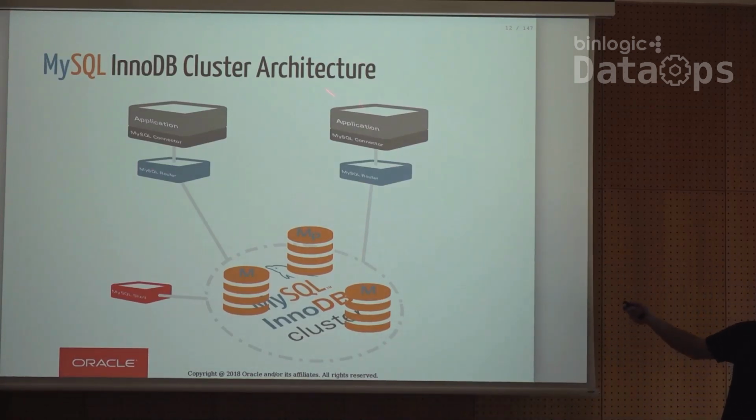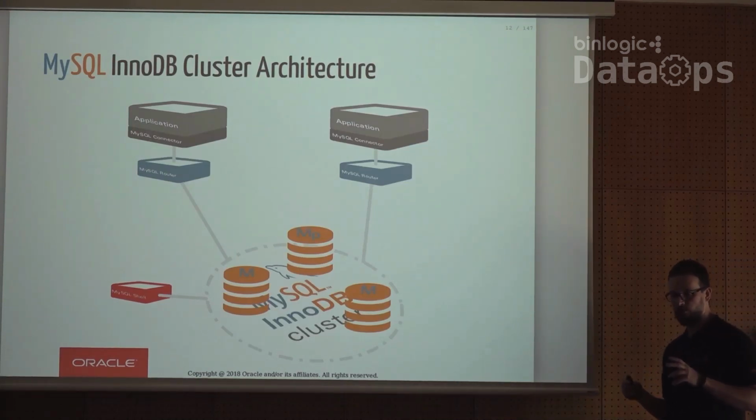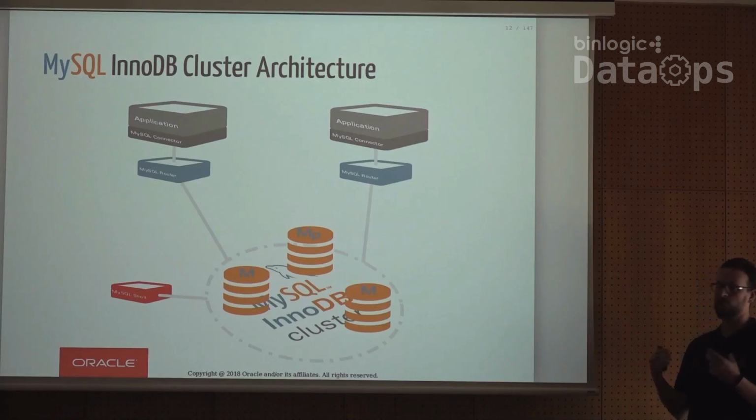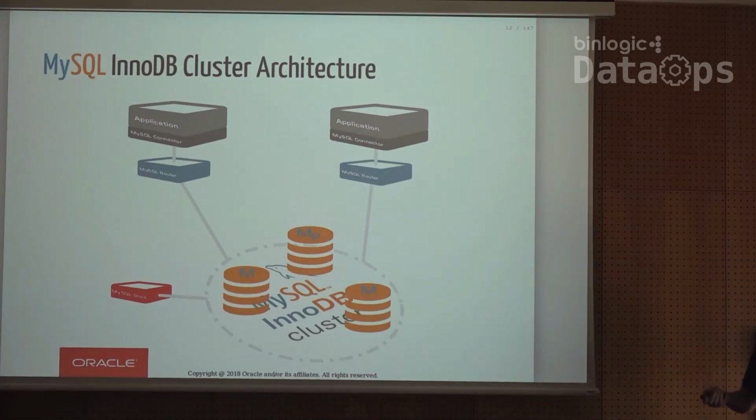So this is what you have. The application uses the connectors. Connectors connect to the router. Most of the time, we recommend to use the router on the application server, so you don't need to make the router become a single point of failure. If you want to avoid that, you need to also make a cluster of your router. If you don't want to deal with that, just put it on the application server, and your application connects locally, and the router will send the traffic to the cluster, right?